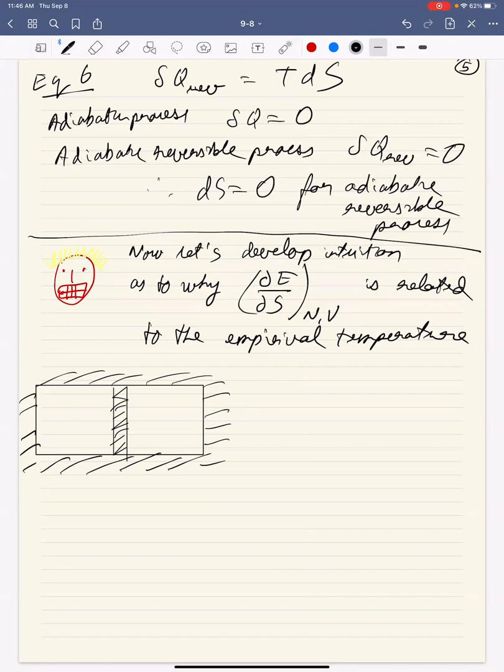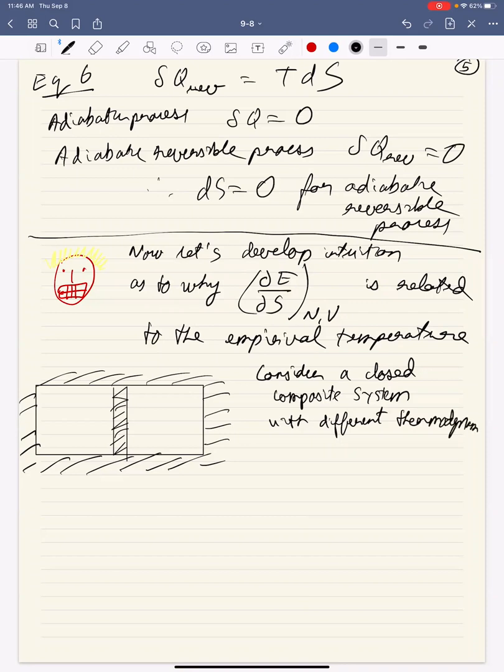So we are going to consider a closed composite system with different thermodynamic temperatures on side 1 and side 2.